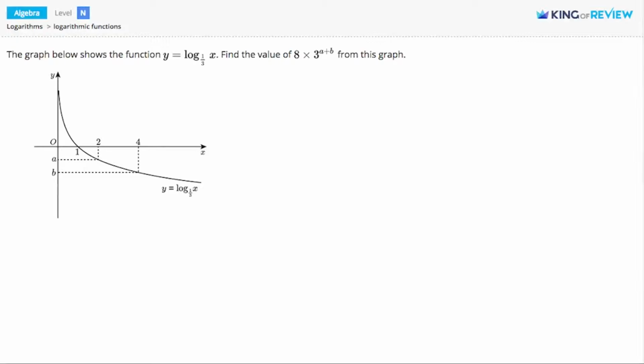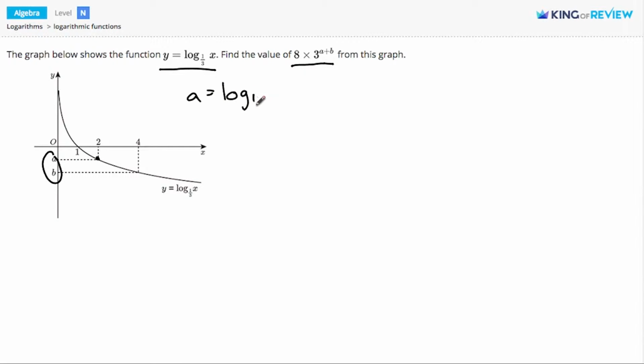So here we have a graph which shows the function y equals log base 1/3 of x. We need to find the value of 8 times 3 to the power a plus b, where a and b are on this graph. Okay, let's start by finding a and b. A is the y value where the graph has an x value of 2, which means if I want to know what a is, I just need to plug in 2 for x.